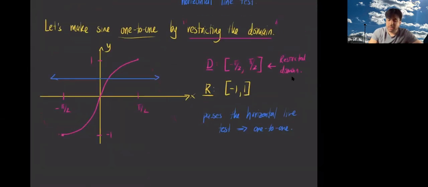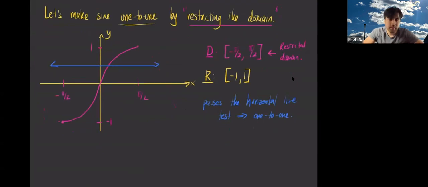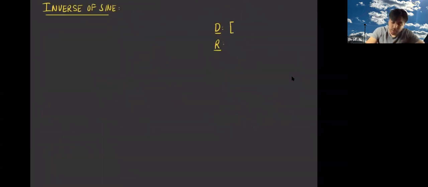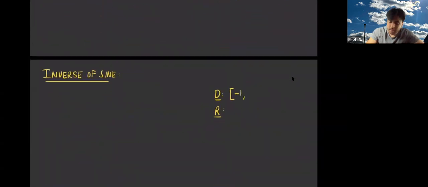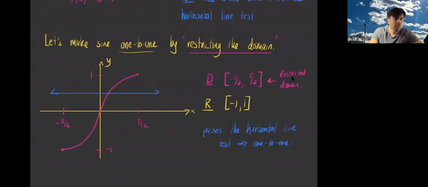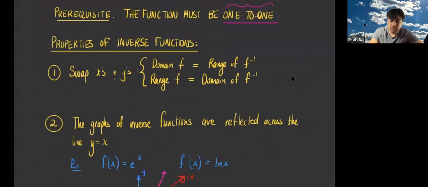So let's talk about the inverse of sine only. So what do we know off the bat? We know the domain and range of it. Why? Because we know the domain and range of our function here. We switch the domain and range. So now the domain will no longer be negative pi over 2 to pi over 2. It's going to be -1 to 1. And then what's the range? The range is the old domain. Remember, we just talked about that.